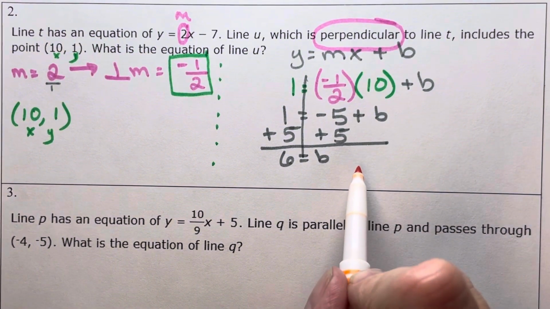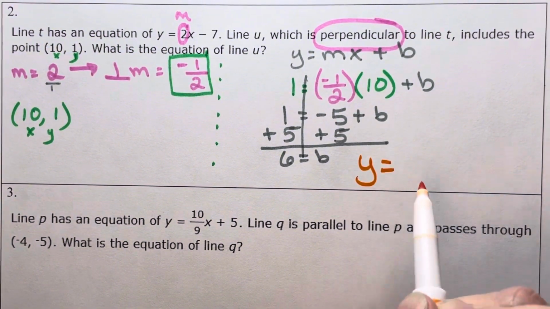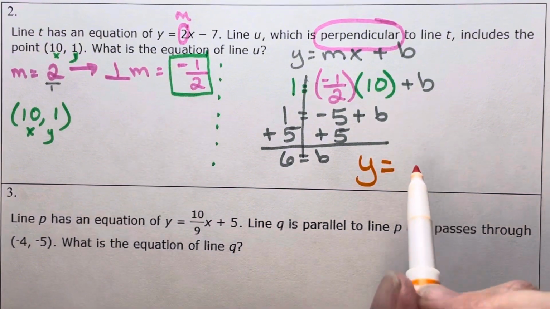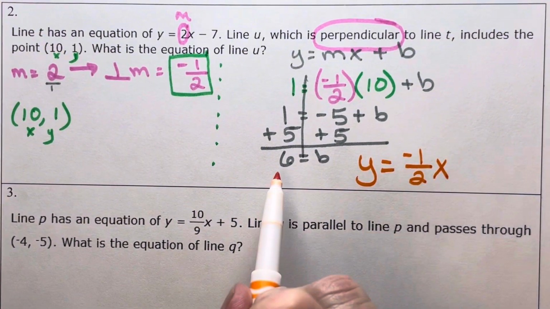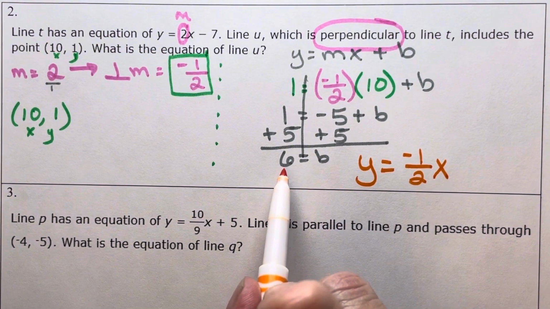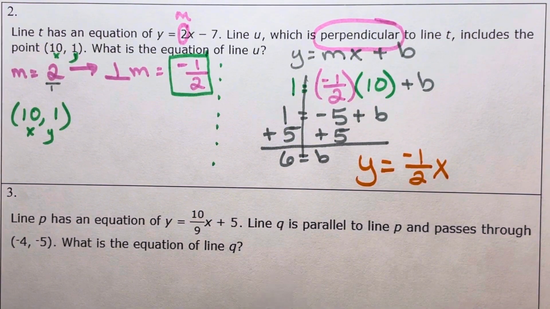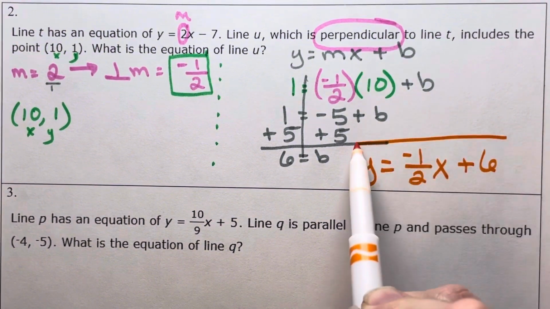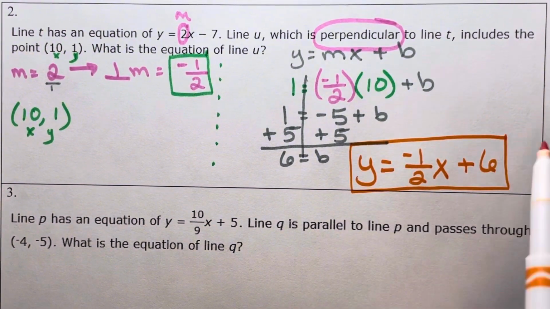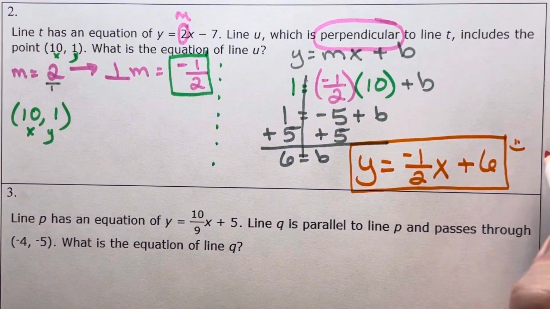And here we go. Y equals the slope that we used of negative 1/2 x plus, since my y-intercept of 6 is positive, this will be plus 6. And there's our new equation. And there you go.